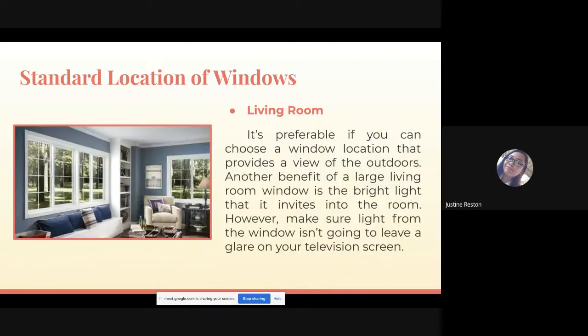Next, please. For the living room, it's preferable if you can choose a window location that provides a view of the outdoors, since you are in the living room and you want to enjoy yourself. Another benefit of a large living room window is the bright light that invites into the room. However, make sure light from the window isn't going to leave a glare on your television screen so that while you're relaxing, you can at least see what you are watching.